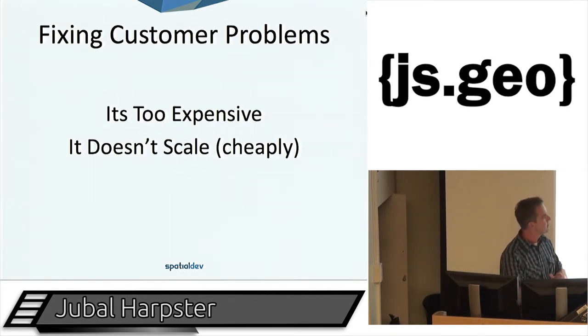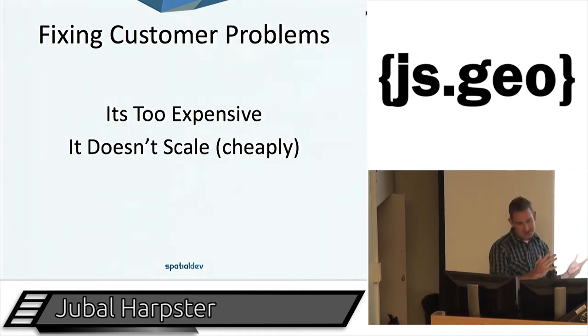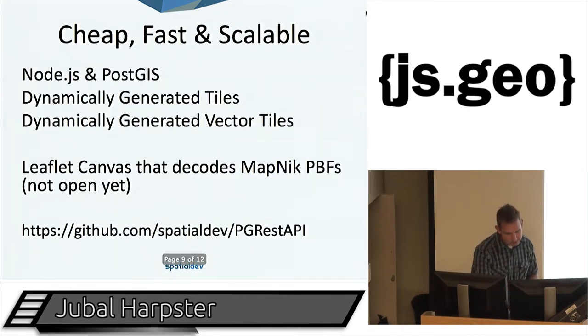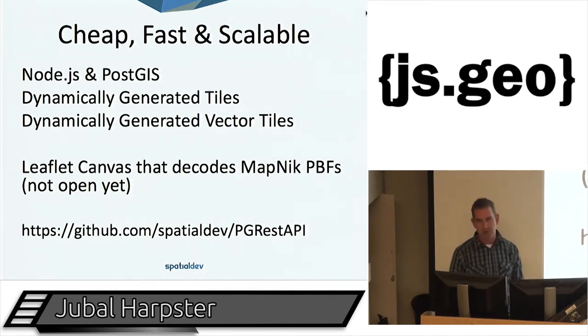So we want to have some balance of scale and cost so that we can actually implement something that's reasonable for the client. In this particular case, scalability for them meant they have to buy too many servers in order to serve the number of data layers that they wanted to serve across the globe that were very complex. So we started working on Node.js, PostGIS wrappers that can dynamically generate tiles and dynamically generate vector tiles based on REST queries. And then we're working on some Leaflet canvas stuff so that we can have Mapnik PBFs come right down and consume them in Leaflet.